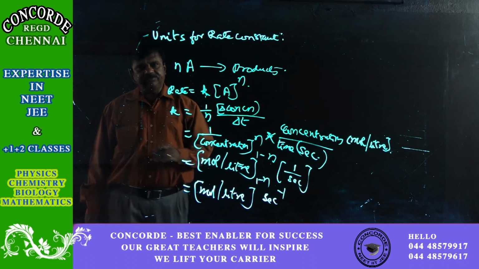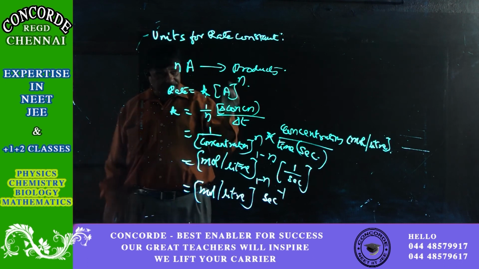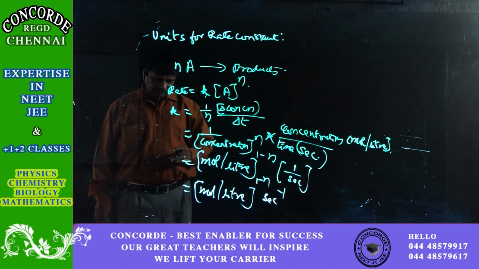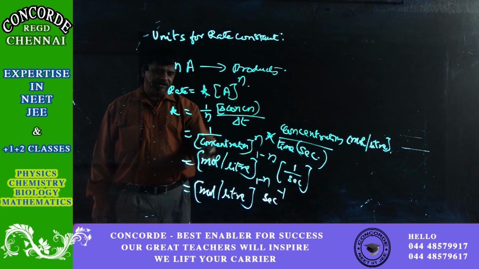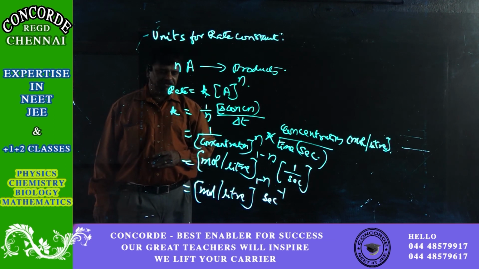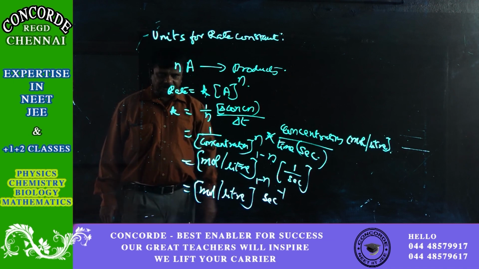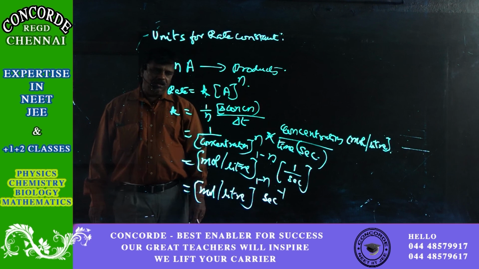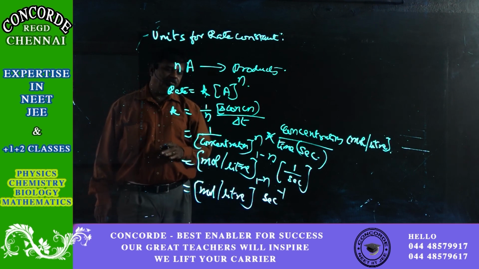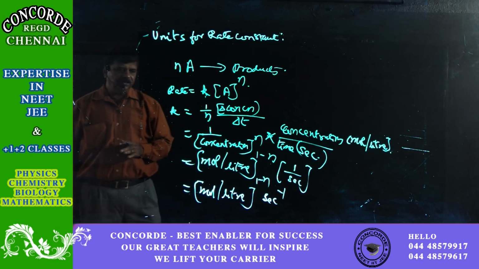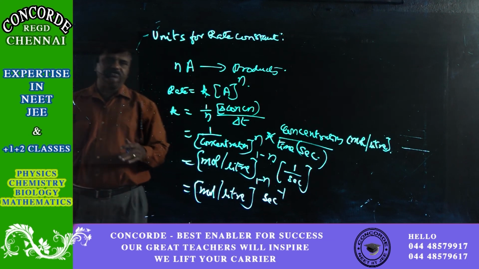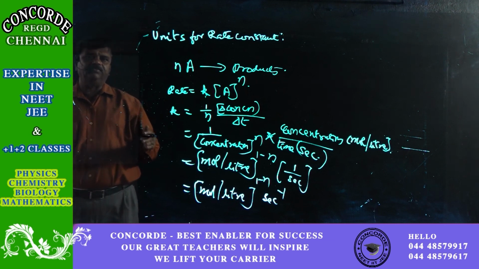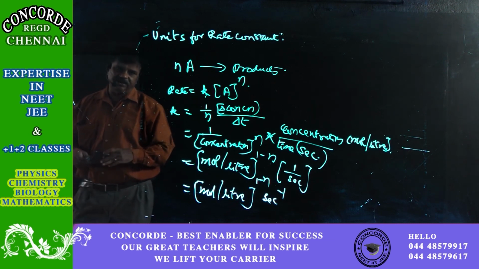So in general, we have already seen the concept of the order of the reaction. Depending on the order, 1 minus order gives the power of the concentration, and the time unit is per second. Understood? So this is the unit for the rate constant. Let us see how the units for the rate constant vary with different orders of the reaction, namely first order reaction, second order reaction, third order reaction, and other things.